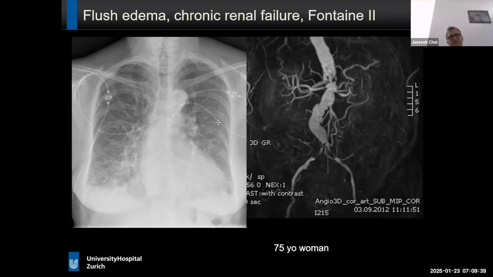She presented with this flash edema, which is very rare with that type of stenosis, which is the aortic stenosis and renal stenosis. So there is a pressure drop across the stenosis and malfunction of the renal, and obviously also claudication, which is symmetric, and that by some tests you can miss proximal occlusion.